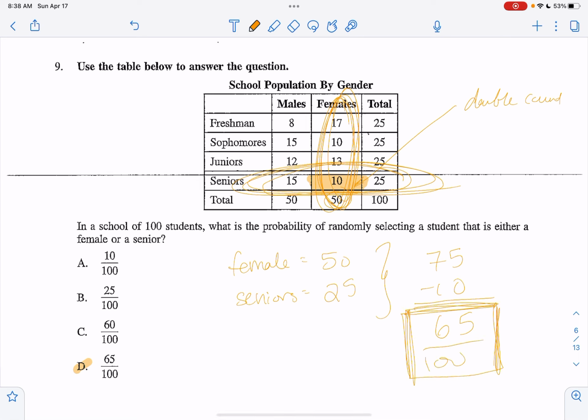So the answer here will be choice D. So just be careful of a double count because there are 10 female seniors, so you have to make sure to subtract the double count.